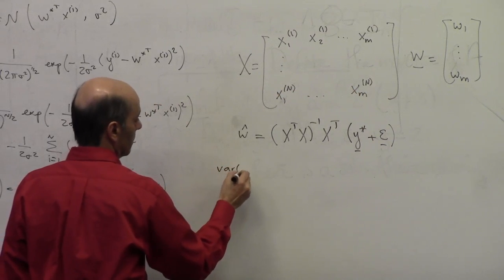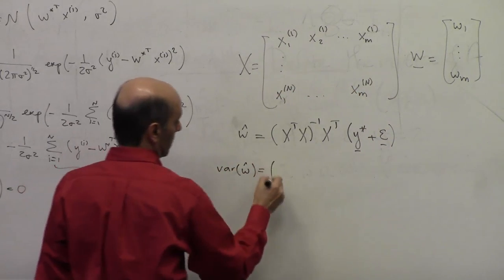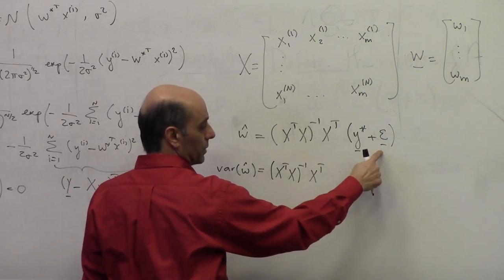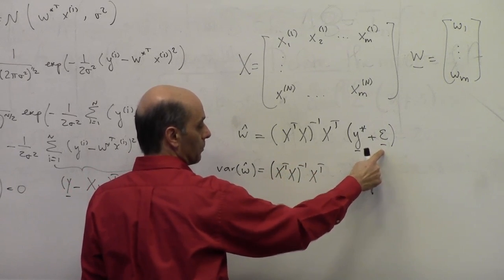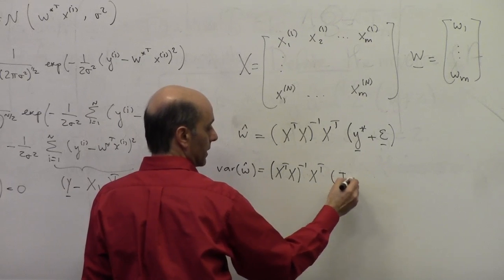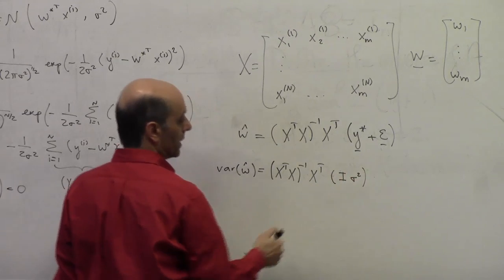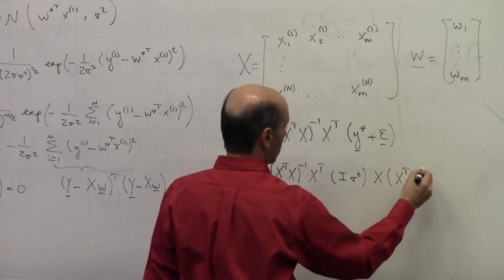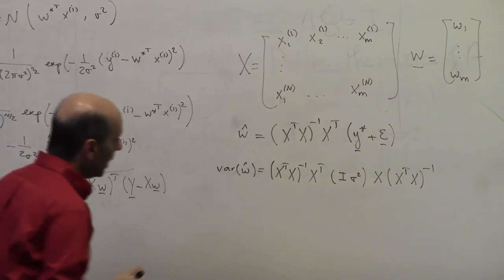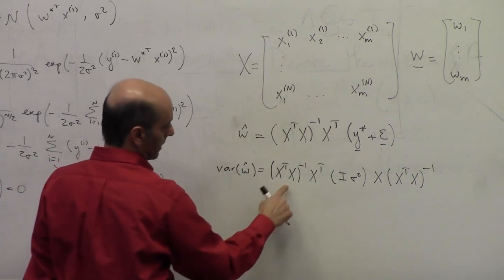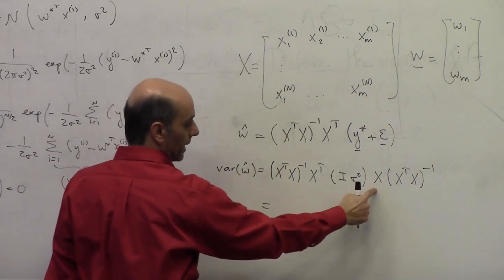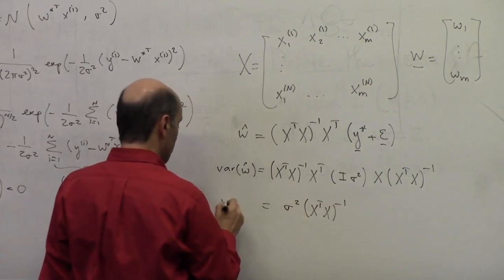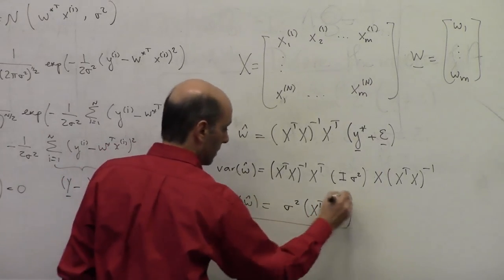So now the variance of w hat, my uncertainty here: this has no uncertainty. The only source of noise is here, the variance of this epsilon, which is equal to the identity matrix times sigma squared. This is a scalar. This is the identity matrix times this transpose, which is x times x transpose x inverse. And when I multiply that out, I see that x transpose x inverse times x transpose x just cancels out. So I see sigma squared x transpose x inverse. So that's the variance of my estimate.